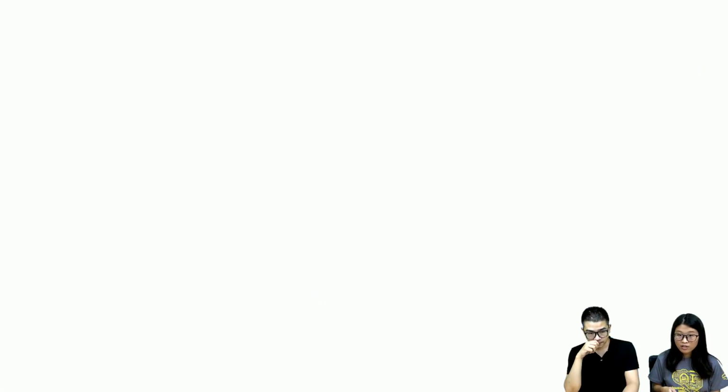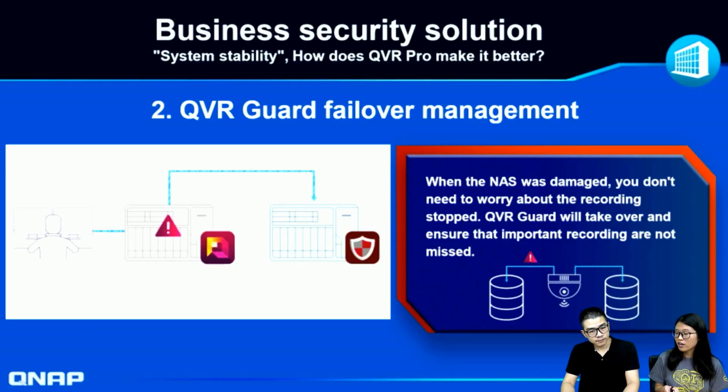More about QVR Guard: it is a failover management. When your NAS doesn't work, even if the power shuts down or the storage doesn't work, it will automatically take over the task. It makes sure your recording doesn't stop, which is important for surveillance. Of course, we also support edge recording. If your camera can install an SD card, you can enable the edge recording function. But don't use PoE, because if there's no connection, there's also no power. Even if your camera has edge recording or you are using QVR Guard, there's still no way for you to get any recording.